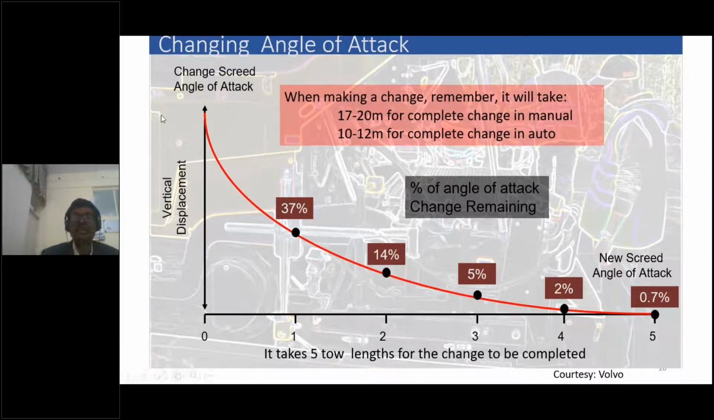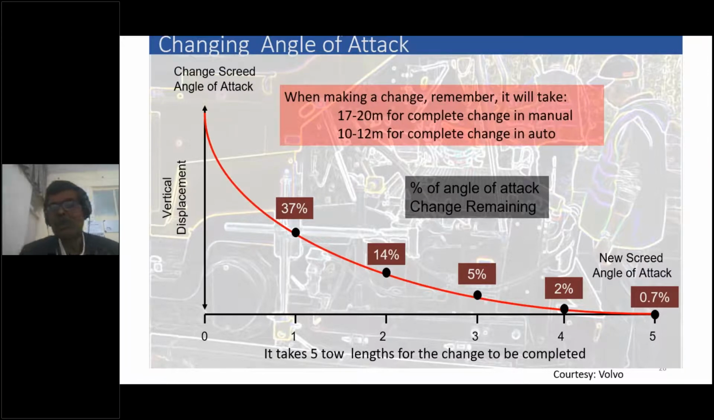At least it takes 10 to 12 meters in a sensor paver, about 15 to 20 meters in a mechanical paver. By the time you get the desired thickness, it will take 20 meters. You find that after 20 meters or 10 meters. It will not happen immediately. That means if we keep rotating that screw, we will not get a uniform surface, we get an undulated surface.